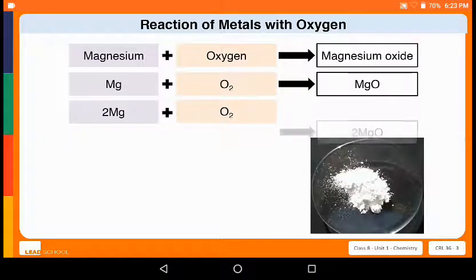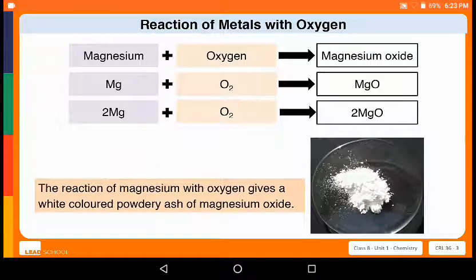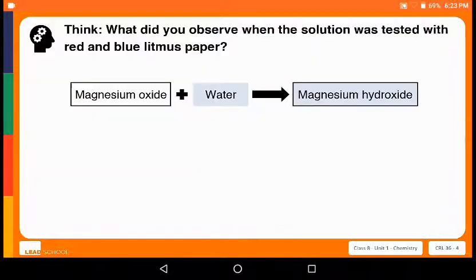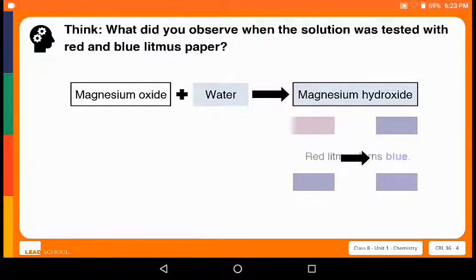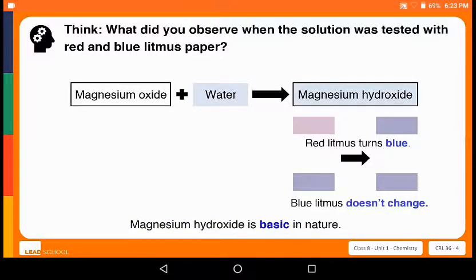2Mg plus O2 gives 2MgO. The reaction of magnesium with oxygen gives a white-colored powdery ash of magnesium oxide. What did you observe when this solution was tested with red and blue litmus paper? We observed that red litmus paper turned blue and blue litmus paper remained unchanged. This shows that magnesium hydroxide is basic in nature.